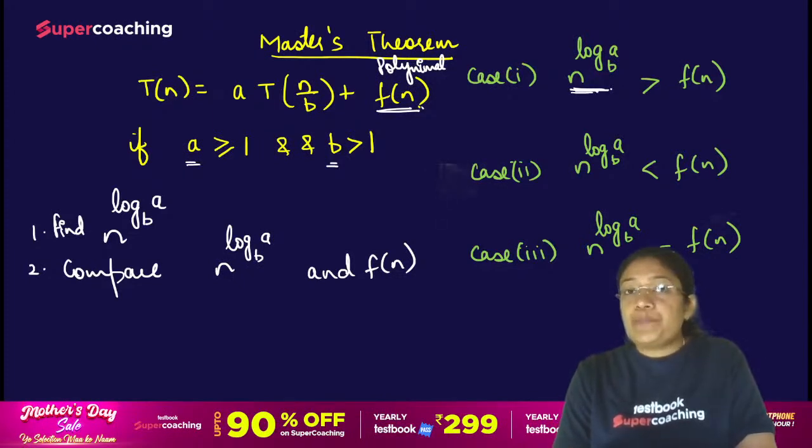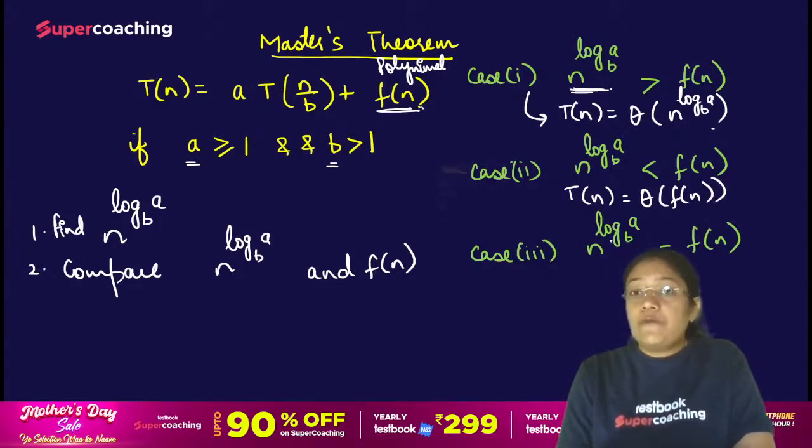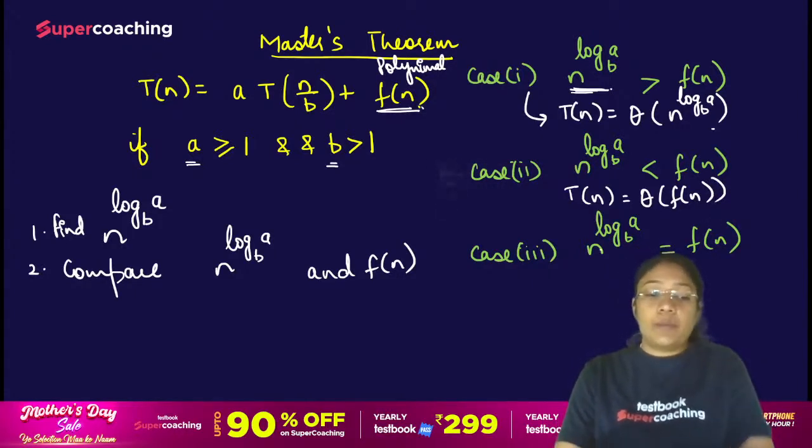So here, since n raised to power log a is greater, we can say that the time complexity will be, it's always returned in the form of the greater function. So theta of n raised to power log a, because this function is greater. Okay, and if f of n is greater, then we'll be returning the time complexity in terms of f of n. If both are equal, तो आप किसी भी form में return कर सकते हो.